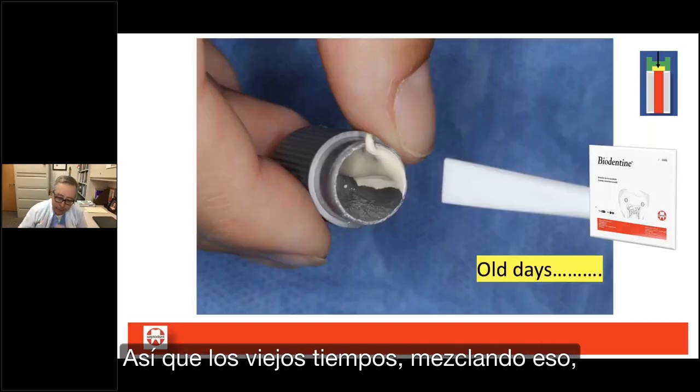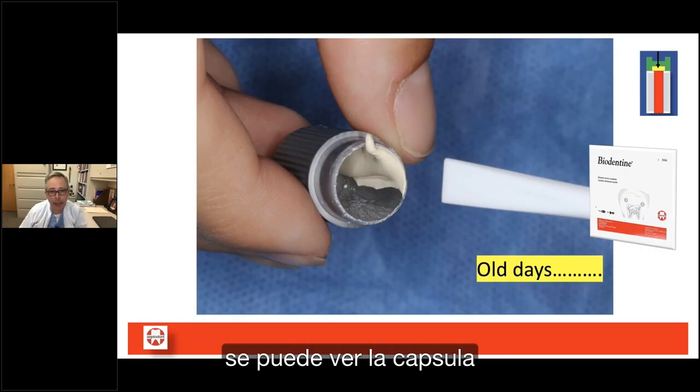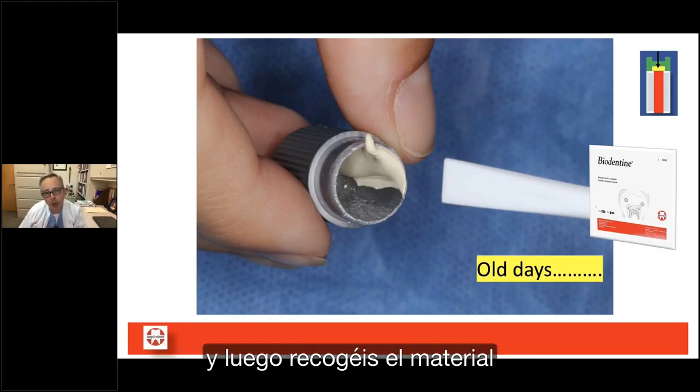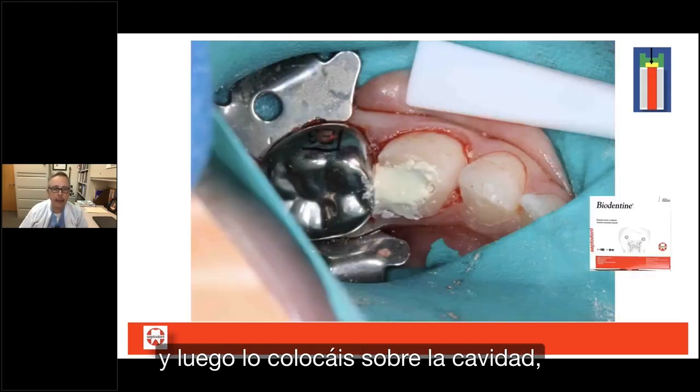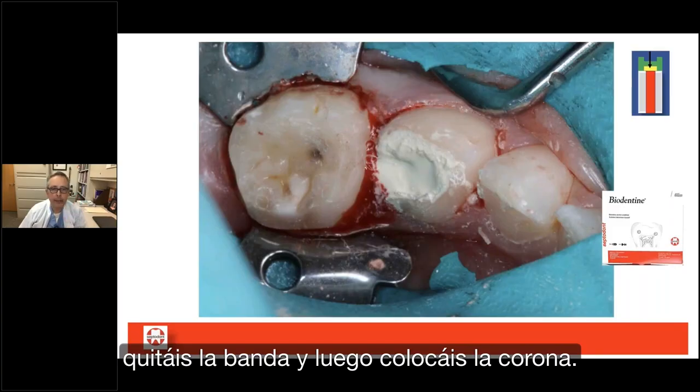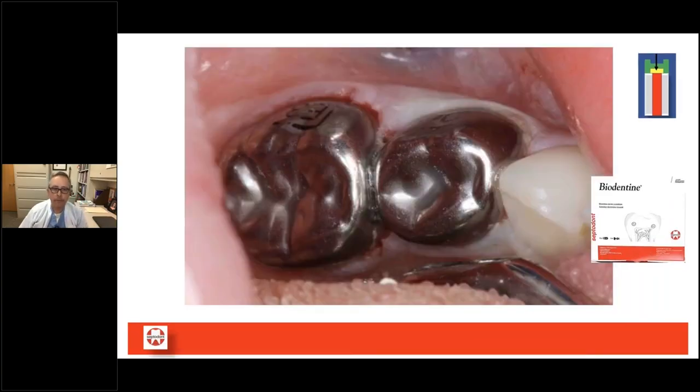So in the old days, mixing that, you can see the capsule after you remove it from the mixer, and then you collect the material and place that over the cavity. You remove the band, and then you place your crown.